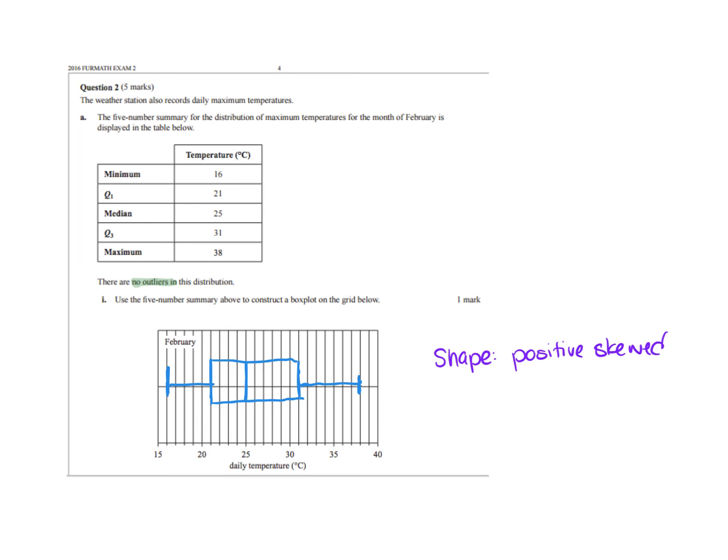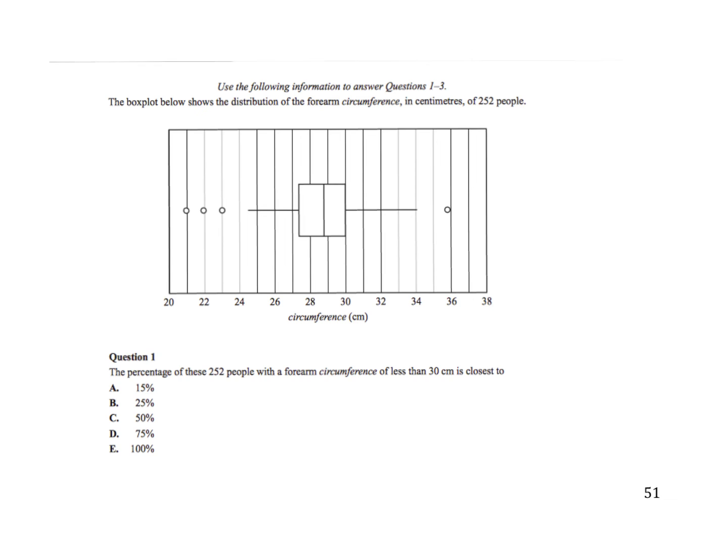The first box, this box, it seems a bit smaller than that box. Okay? The percentage of these 252 people who measured the forearm circumference with less than 30. So you go up here, and 30 is my Q3, isn't it? Yeah, 30 is Q3. So they want the percentage that's less than Q3. So how much percentage goes that way? Good, 75, isn't it? All the other bits, so there's D.